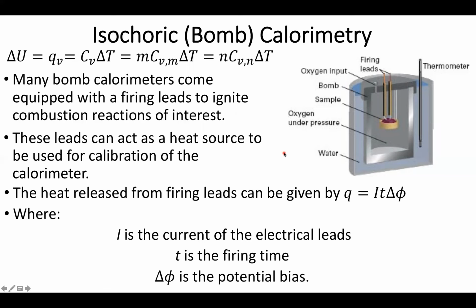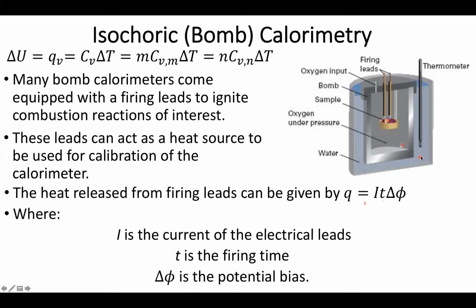So we can determine the heat released from our firing leads, assuming they are a simple electrical firing system, by using the current of our electrical leads, the time that we fire the leads, and the potential bias between the leads. For example, you can imagine using a 120 volt bias with, say, a 10 amp current for 10 seconds. And this would be an example heat source.